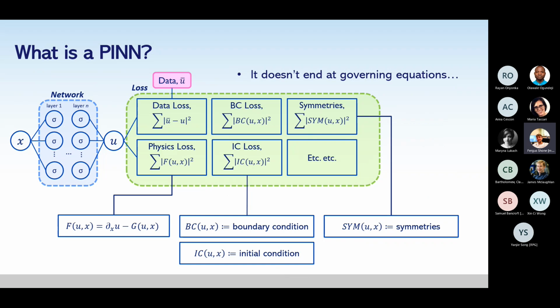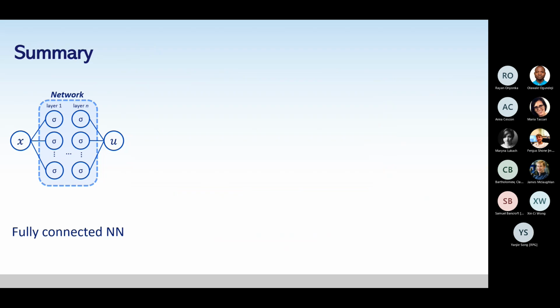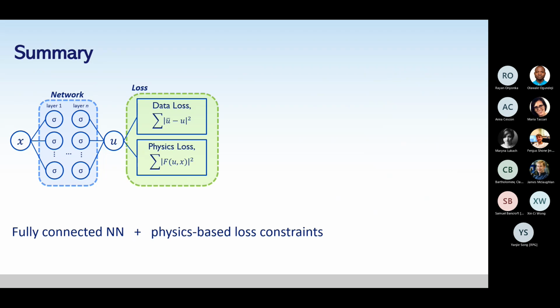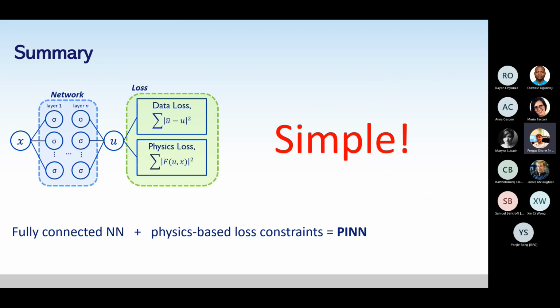So it doesn't end at governing equations. We can actually include anything in our loss function that is definable as a residual. So boundary conditions, initial conditions, symmetries, anything that you can write in an equation and minimize, basically. So just to summarize, fully connected neural network plus physics-based loss constraint equals a PINN. So simple, basically.